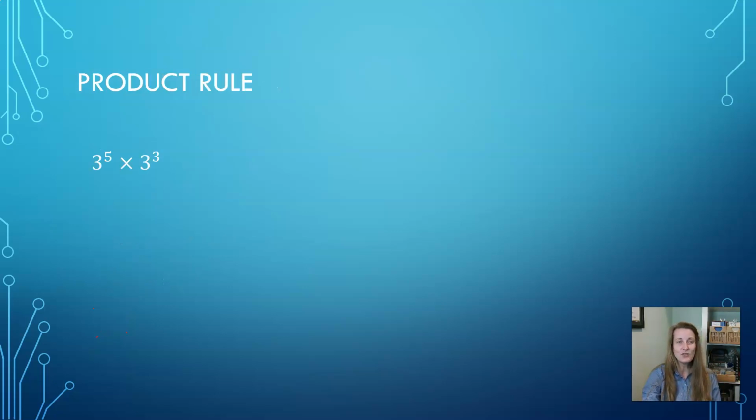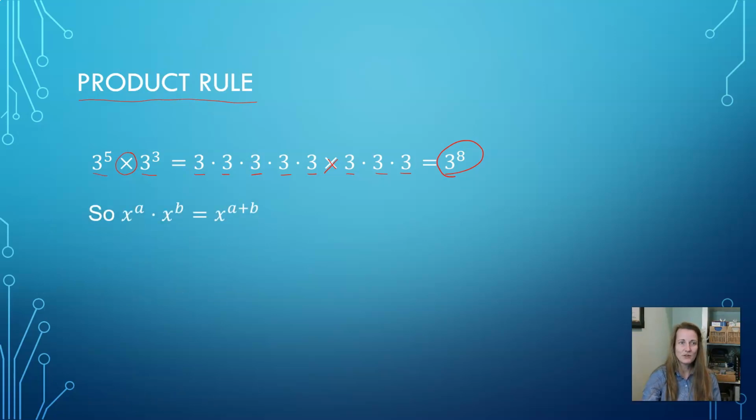All right, let's look at the product rule. Write this one down. You're going to want to remember this one. The product rule says, what if I have a base to a power times the same base to another power? Product means multiplication. In this case, it means I have 3 multiplied 5 times, 1, 2, 3, 4, 5, times 3 multiplied 3 times, 1, 2, 3. That gives me how many 3s? 1, 2, 3, 4, 5, 6, 7, 8 3s. So it equals 3 to the 8th power.